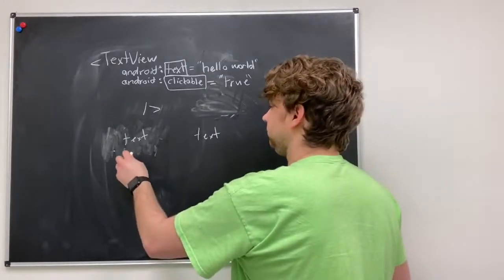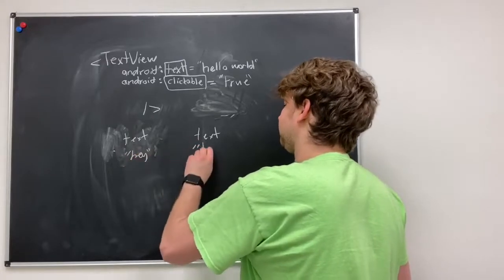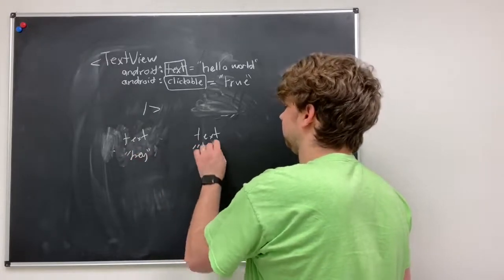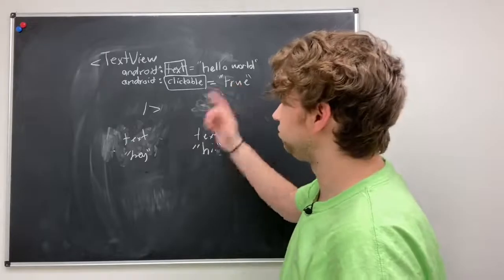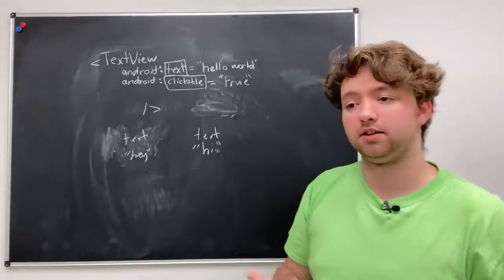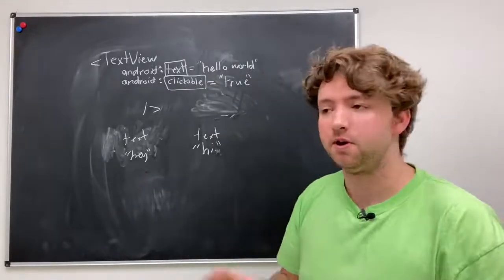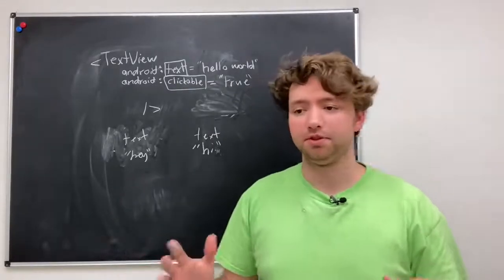So this one's going to have its own value, and this one will have its own value. This one can have clickable true, and this one can have clickable false. It just depends on what you want for each individual view. So that's your basics of attributes, nothing too crazy.